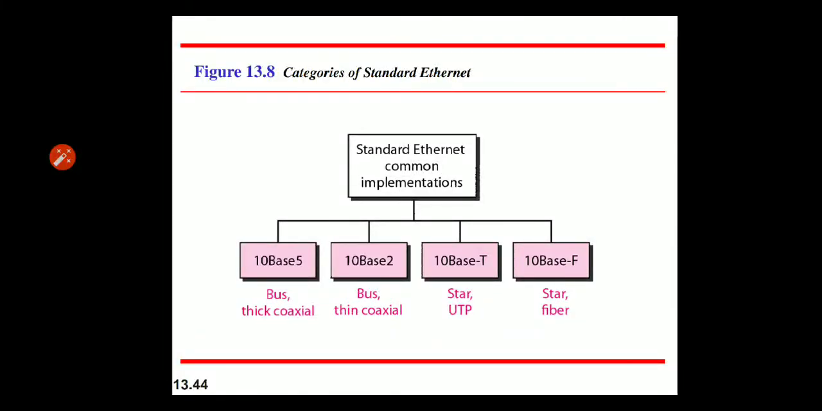Today we see the concept of standard Ethernet. Under the category of standard Ethernet, we can see the common implementations. The first one is 10Base5, the second is 10Base2, the third is 10Base-T, and the fourth one is 10Base-F. So we will see them one by one.